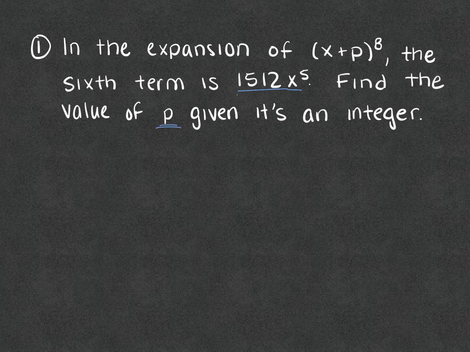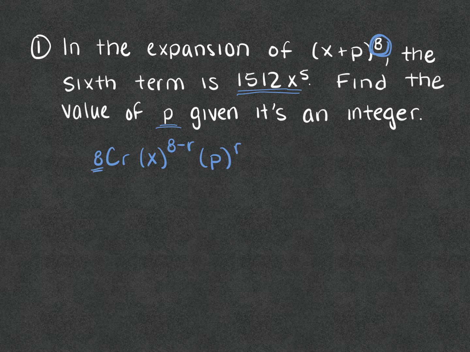So just like in that last video, we are always going to start with the general term. By now, hopefully you're getting used to seeing that format. So it's always nCr. The reason I have an 8 here is because we have an exponent of 8. So 8Cr, and then x^(n-r), and we know again n is 8, and then p^r. And they're telling us about a specific term. They're telling us the sixth term is 1512x^5.